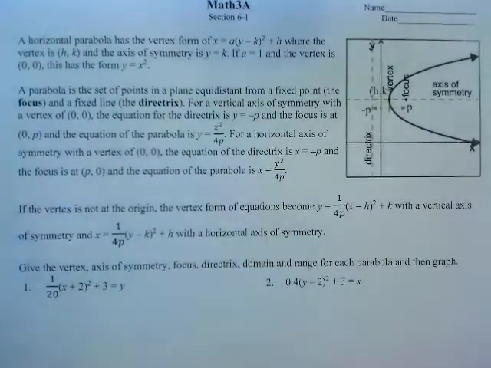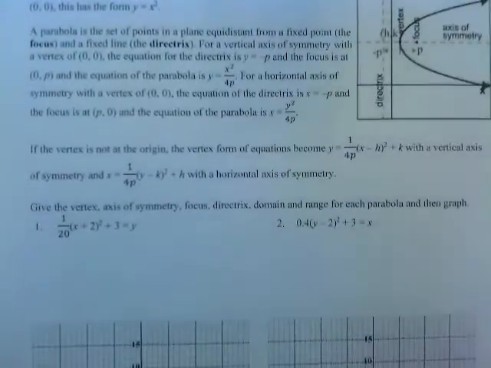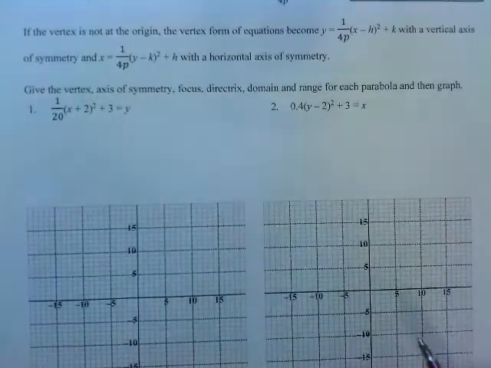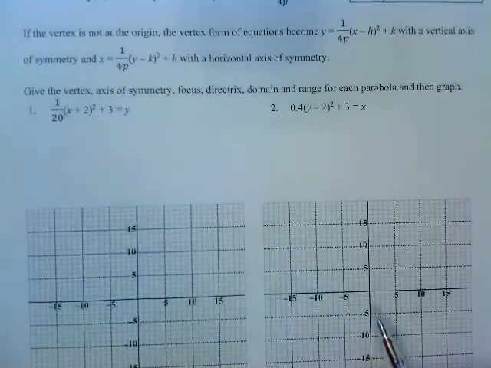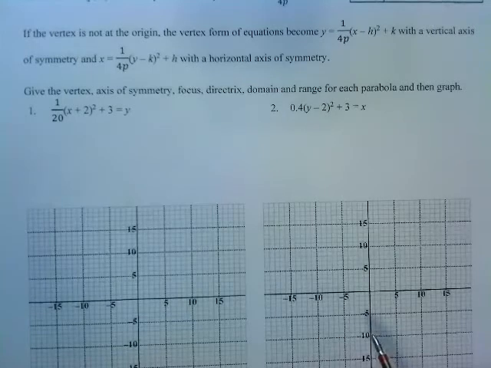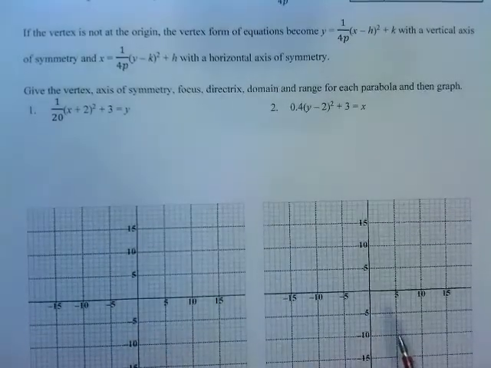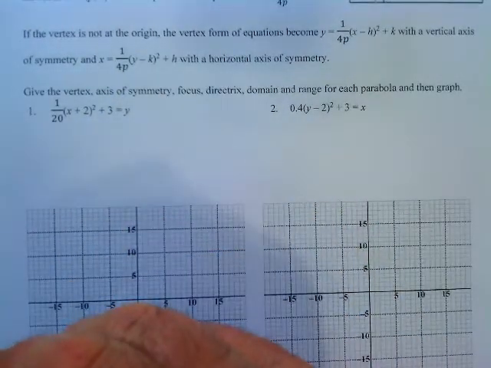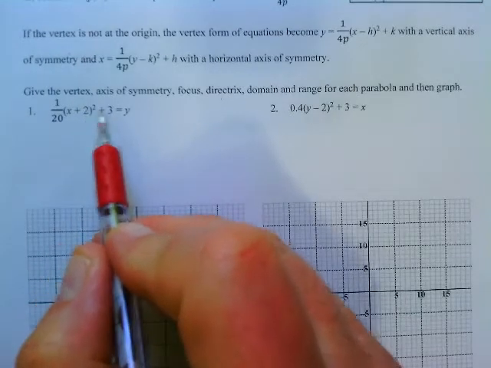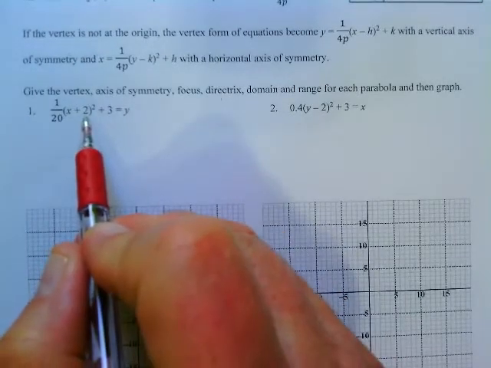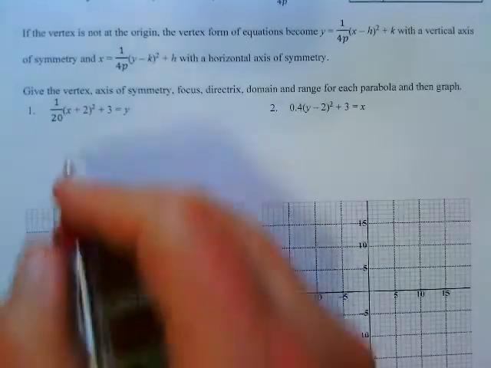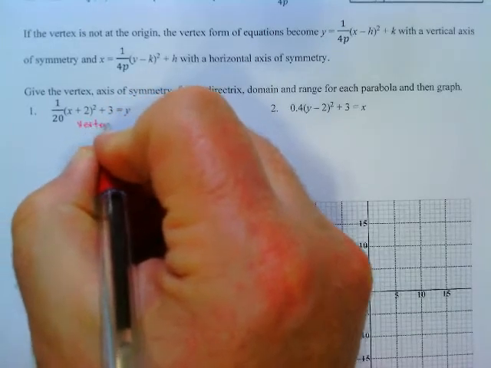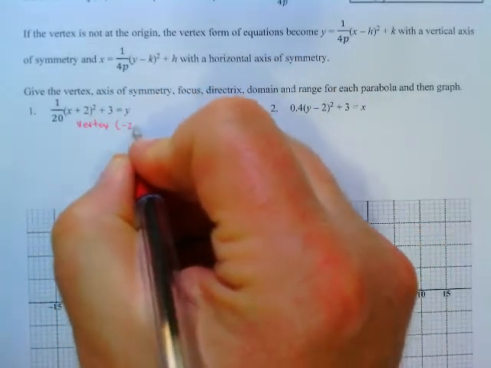Let's go ahead and look at a couple of examples. So we want to find the vertex, the axis of symmetry, the focus, the directrix, and the domain and range for each of these parabolas, and then we're going to graph them. So again, vertex, we're going to take the x part first, and then the y. Again, it has to be the opposite sign of whatever is inside of the parentheses, so the vertex will be (negative 2, 3).